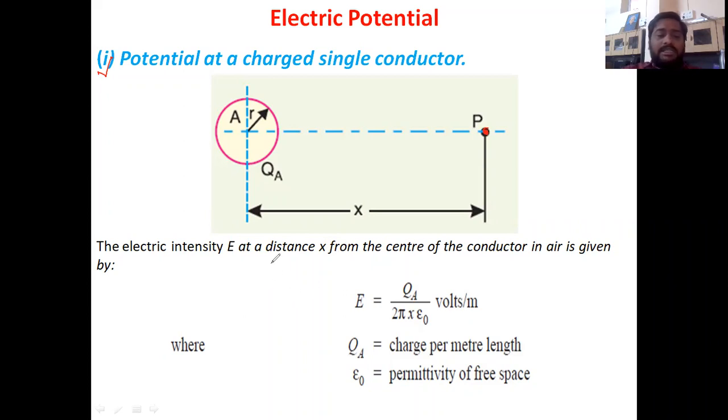Then the electric intensity E at the distance x from the center of the conductor in air is given by capital E is equal to QA upon 2 pi x epsilon 0 volts per meter, where QA is the charge per meter length. It means QA is the uniform charge over all the surface of the conductor, so at each point the charge is QA, per meter length. Similarly, epsilon 0 is the permittivity of free space.